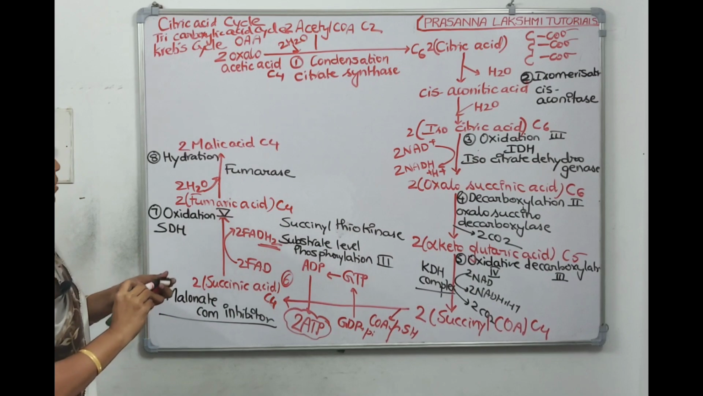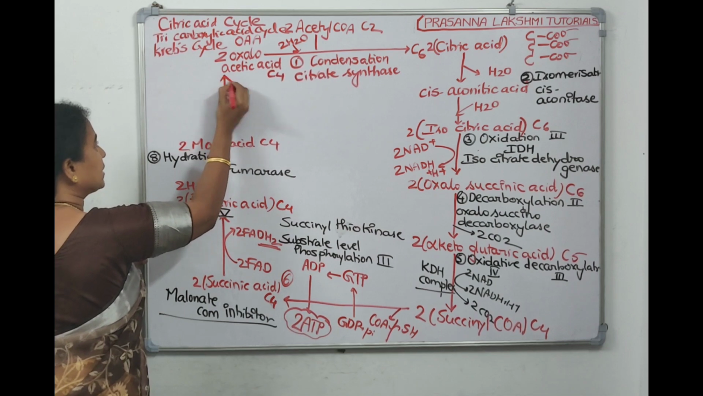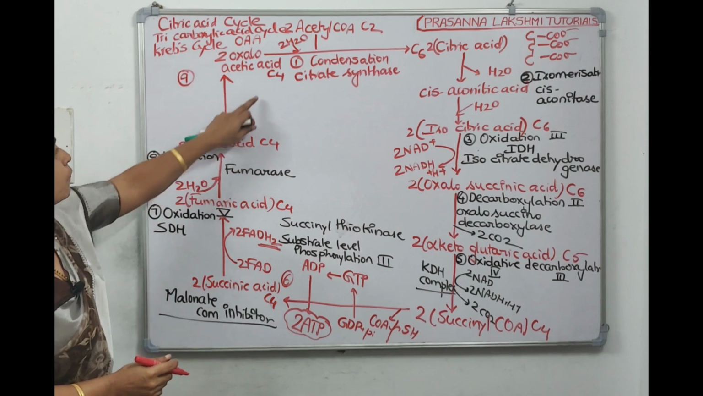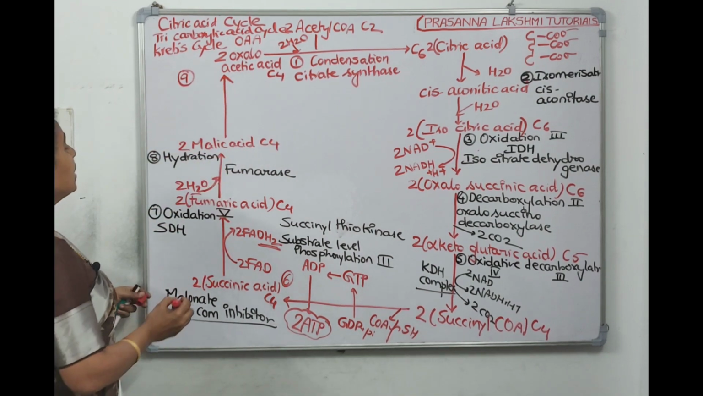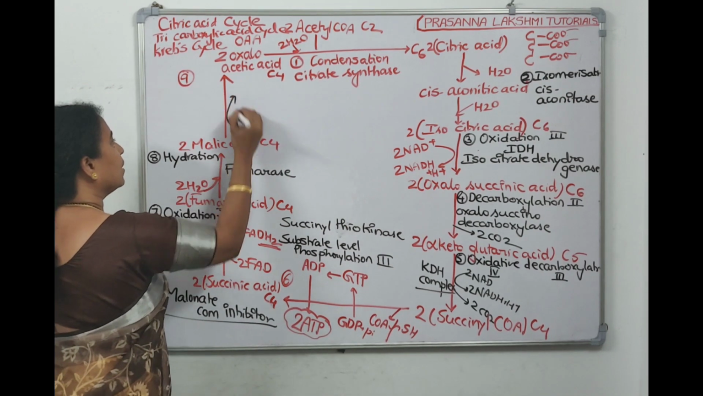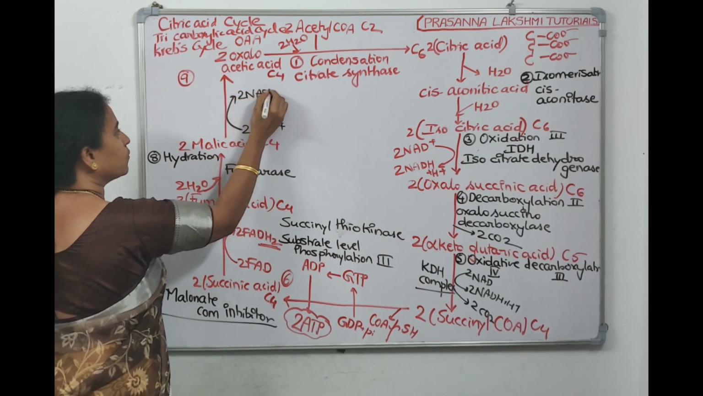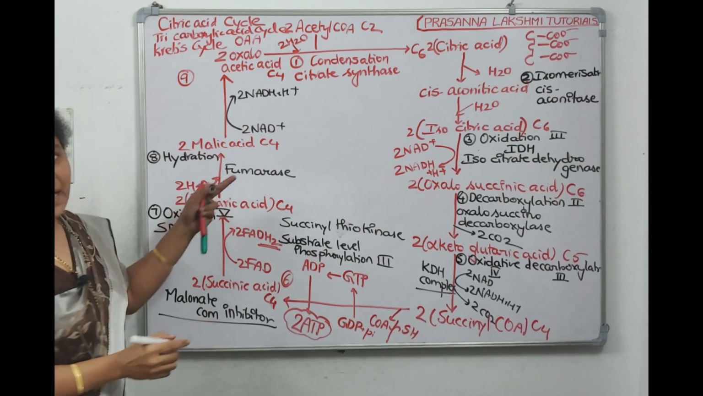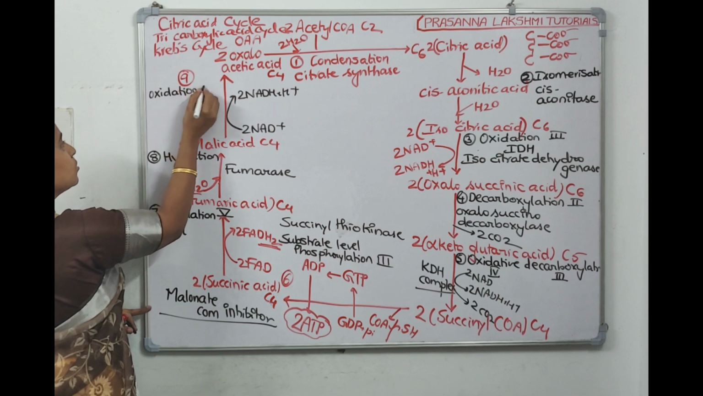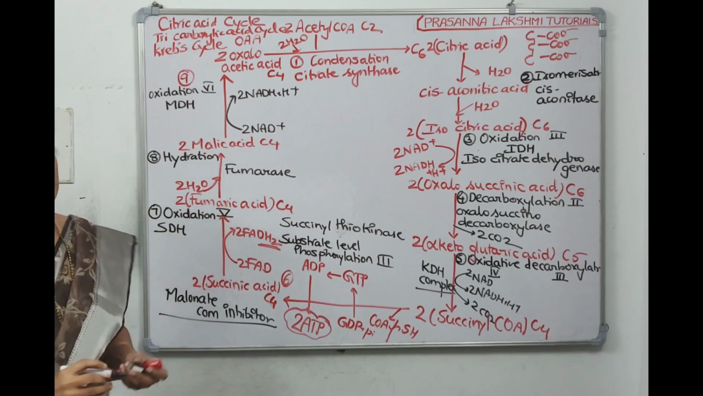The last reaction is conversion of malic acid into oxaloacetic acid. Reaction number 9, conversion of 4-carbon compound malic acid into a 4-carbon acid called oxaloacetic acid. Here, again NADH plus H plus will be made, means oxidation it is. NAD will come, take the hydrogens from malic acid, and get converted to NADH plus H plus. So the last oxidation, oxidation 6, and the enzyme will be MDH, malate dehydrogenase this time.